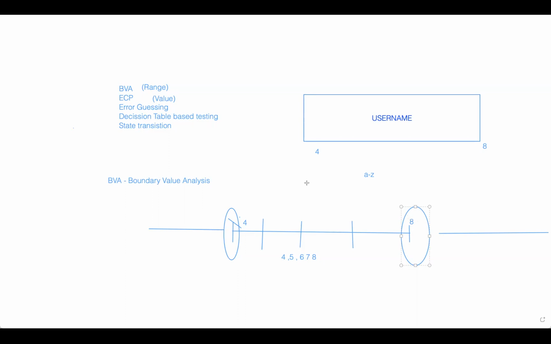So we have to prepare the test data like this. We have to consider boundary values: the lower boundary, the minimum boundary values, and the maximum boundary values. If we cover it like this, we can cover the entire testing scenarios for this username field. Till now we talked about the range only, so we tested only for range. Range testing is known as BVA, boundary value analysis. So this is BVA.